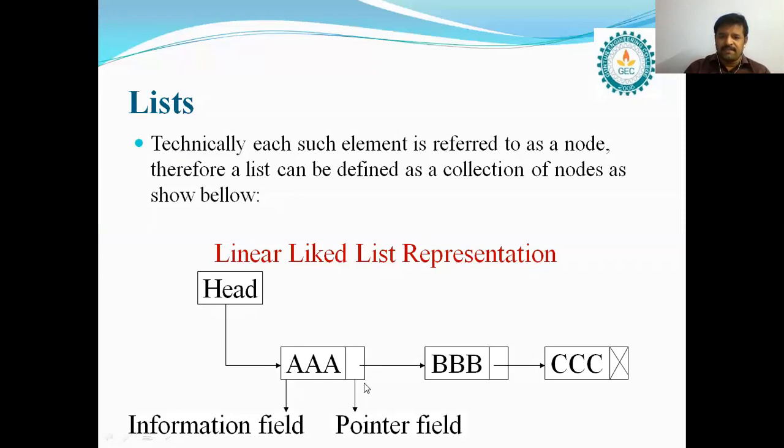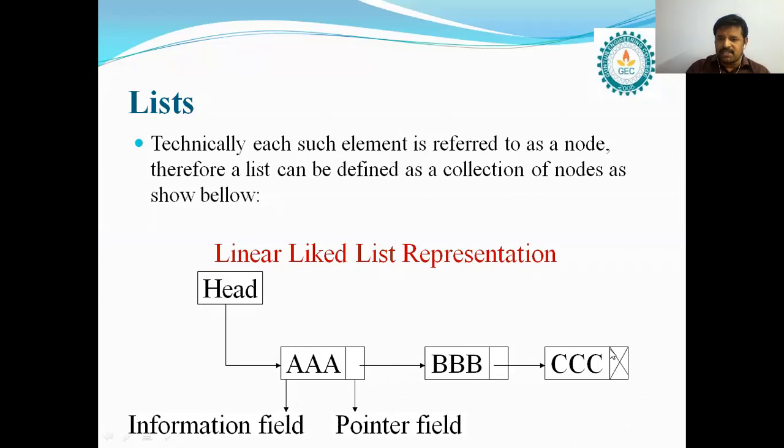This is the first node, which contains two parts: the data and the address of the next node. Here the data is AAA, and this is the address part which contains the address of the second element. And this is the second node, which contains two parts. The data is BBB, and this is the address part which contains the address of the next node. And this is the third node, which contains two parts. This is the data part which contains the value CCC, and this is the address part.